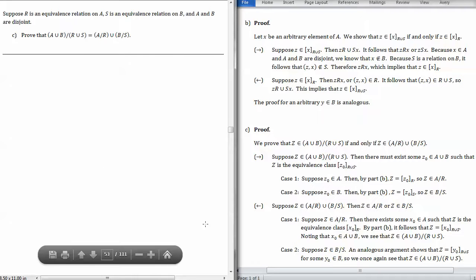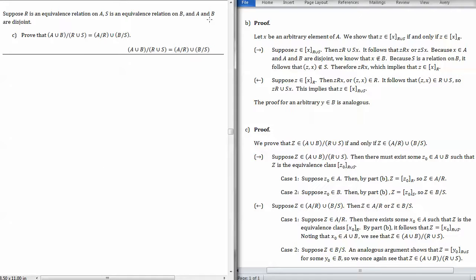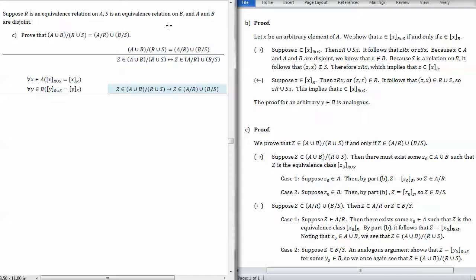So how does this work out proof-wise? Well, we're showing these sets are equal. And these are sets of equivalence classes, right? So I should use a capital letter here because an element of this is going to be an equivalence class, and therefore it's going to be a set. So let capital Z be arbitrary. We've got to show that Z is on the left side if and only if it's on the right side. So we have the two directions again.